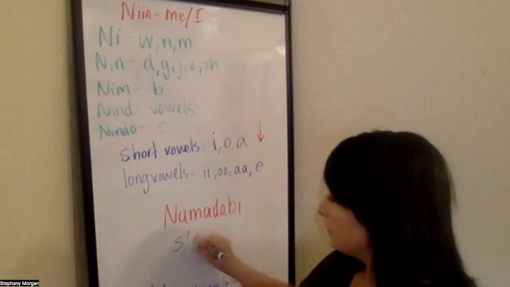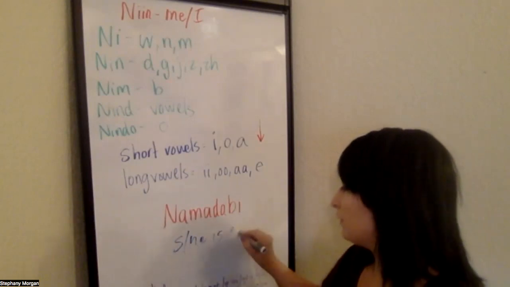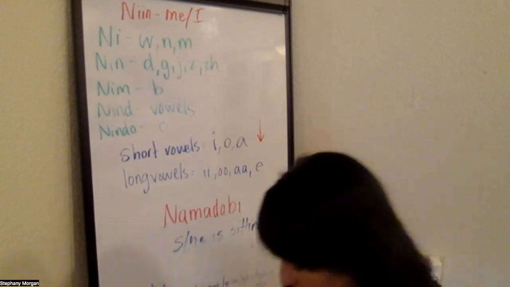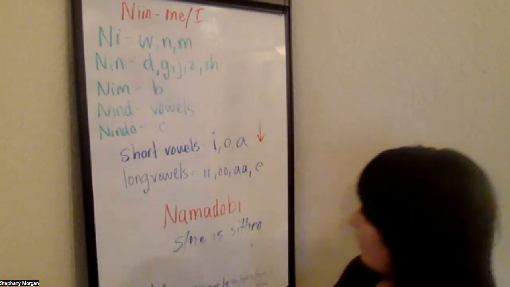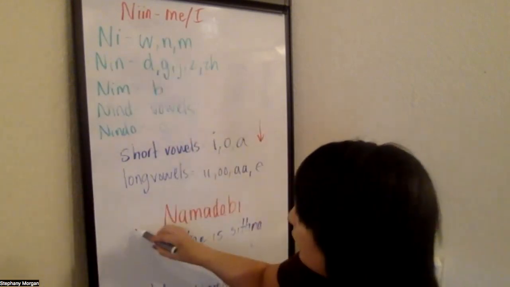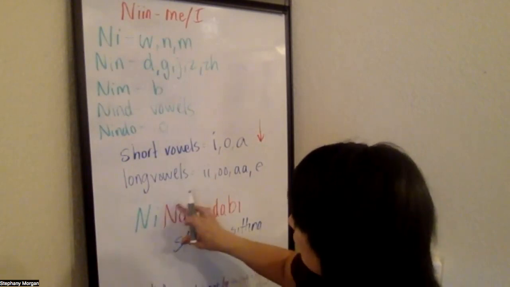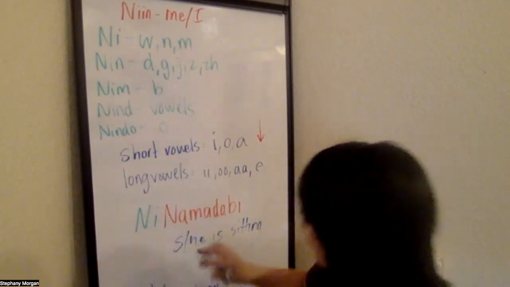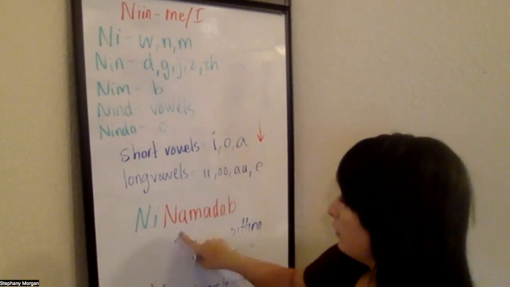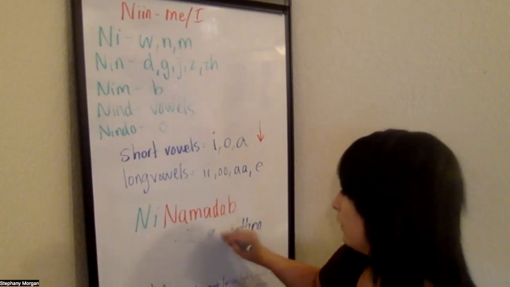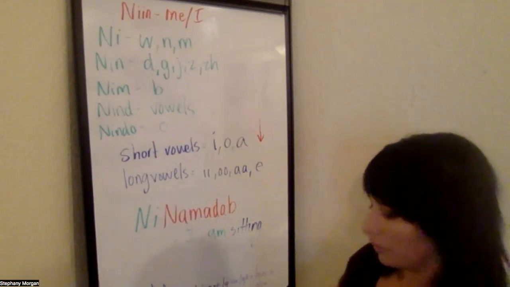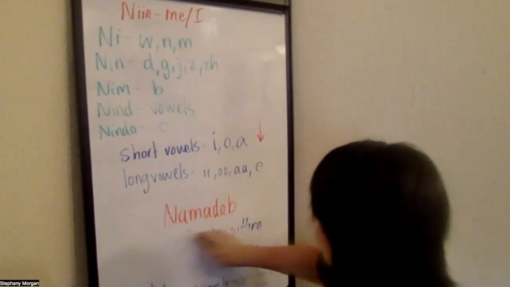He or she is sitting. So it ends with a short I. If we want to say I am sitting, it starts with an N. There we go. We just add ni, namadabe, and then it ends with a short vowel. We drop that off. I am sitting, ninamada.